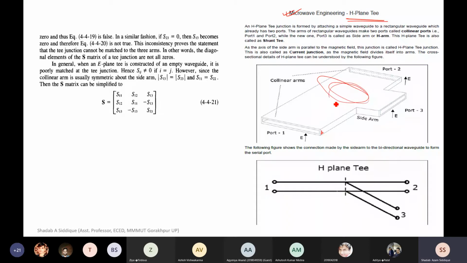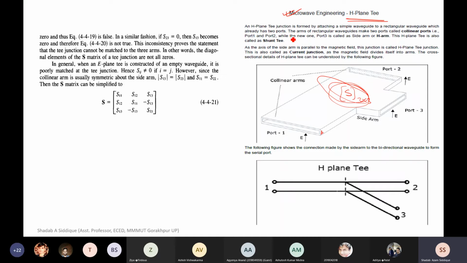So here it will make a junction, and it will have an S matrix with a dimension of 3 cross 3. Because we are getting a three-port network, one port vanishes at the junction, and we get port one, port two, and the third port. This port is called the side arm, and this is called the collinear arm. So the H-plane T is formed by attaching a simple waveguide to a rectangular waveguide which already has two ports.